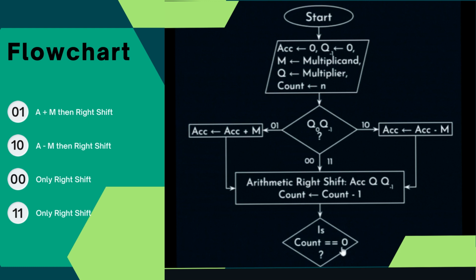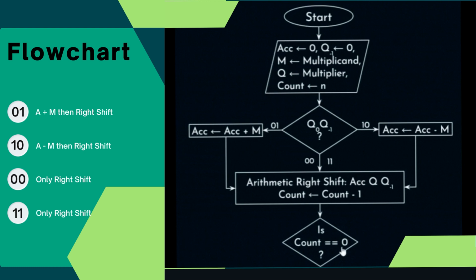When they are 1 and 0, we store in the accumulator the content of the accumulator plus the 2's complement of the multiplicand, then do a right shift and decrement the value of count by 1. When they are 0 and 1, we add the multiplicand and the content of the accumulator and store this value in the accumulator, and again do an arithmetic right shift and decrement count by 1.